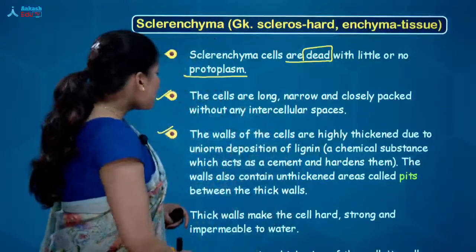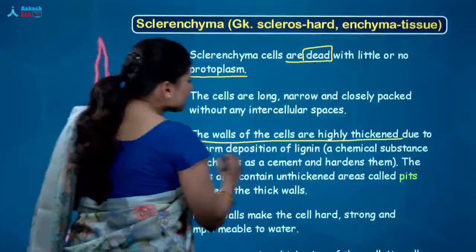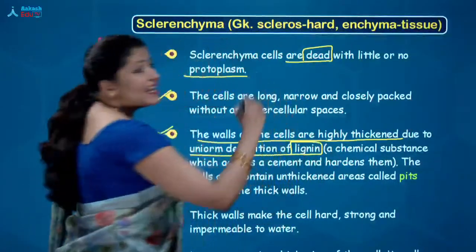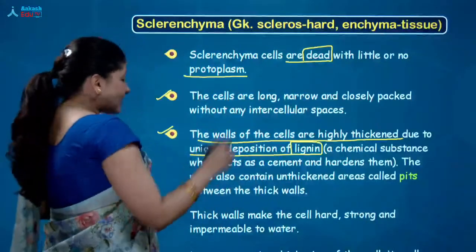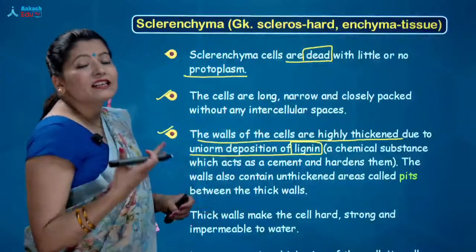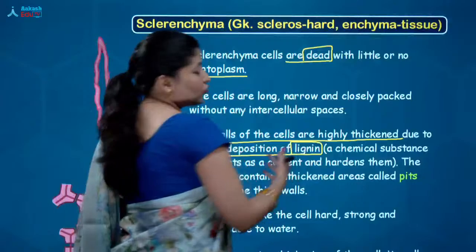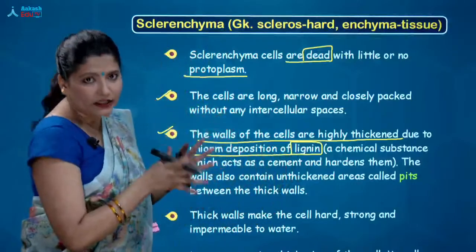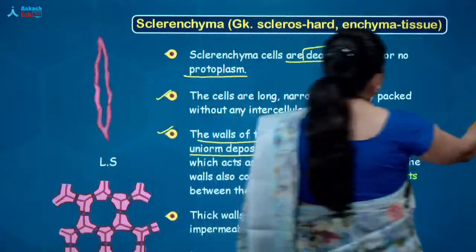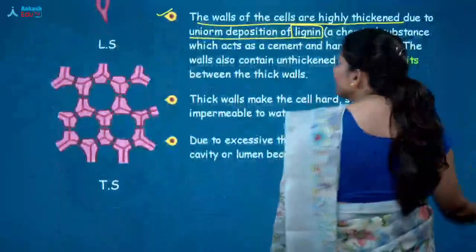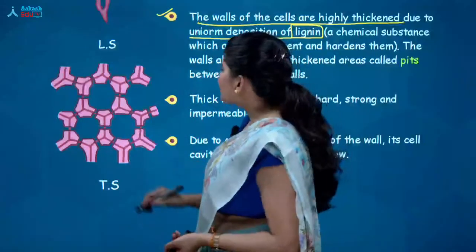Note it down. The wall of these cells is highly thickened due to uniform deposition of lignin. What's that? Lignin, right? A chemical substance which acts as cement and hardens them. So what does it do? It provides hardening. The wall also contains unthickened areas. So it is not that the thickening is a regular thickening. You can notice in this diagram as well.